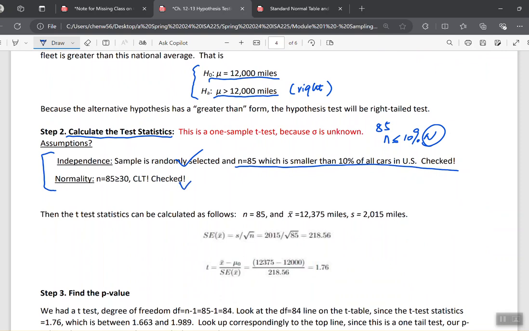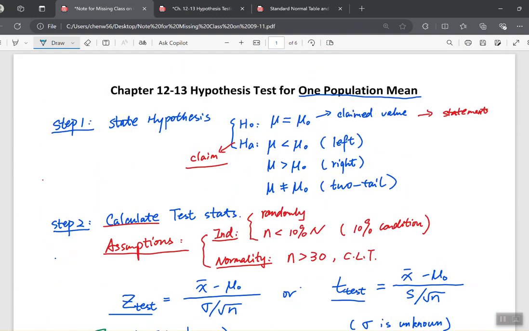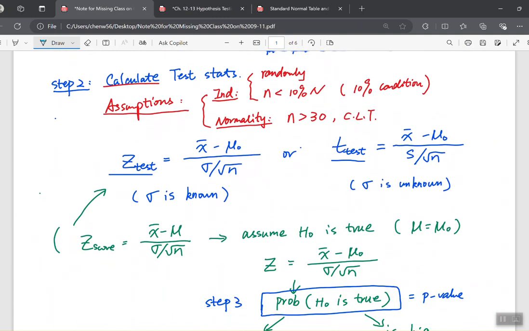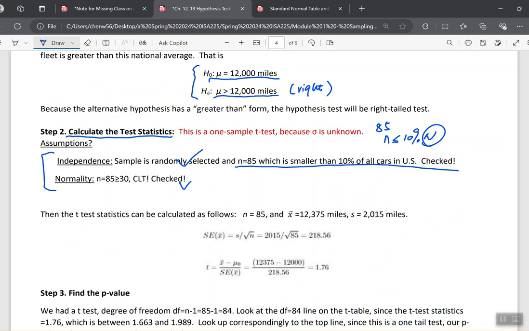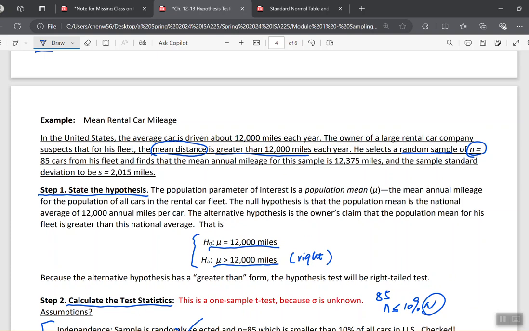Only when these 2 assumptions are checked can we continue to calculate our test statistics. But remember, in step 2, we need to decide whether we have the z-test statistics or the t-test statistics, depending on whether the population standard deviation is given or not. So let's come back and read the question. In the United States, the average car is driven about 12,000 miles.